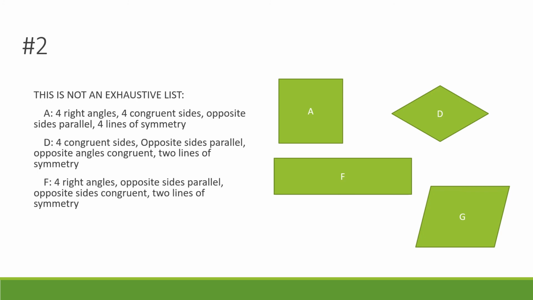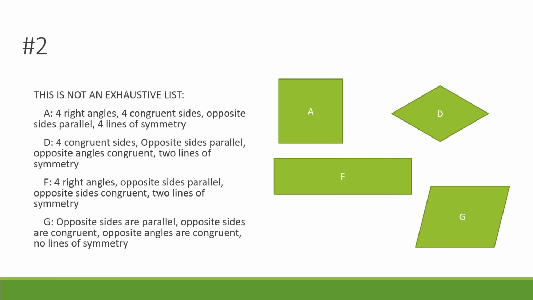For F, well, it has 4 right angles. You can see opposite sides are parallel, making it a parallelogram. You can also observe that the opposite sides are congruent, also a property of a parallelogram, and 2 lines of symmetry. Finally, for G, we can observe that it has opposite sides being parallel. You have 2 pairs of parallel sides. You can see that opposite sides are congruent. You can see that opposite angles are congruent. And this has no line of symmetry.